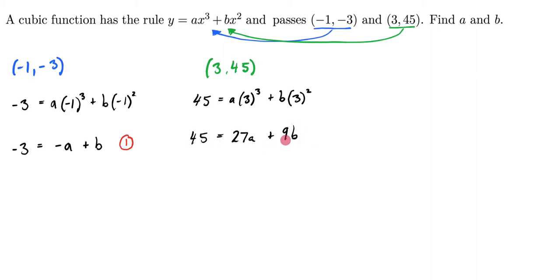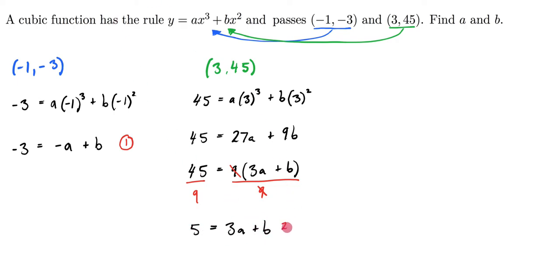I see that everything here has a common factor of 9. Just to really hammer that home, I can take a 9 out as a common factor on this side, which will leave me with 3a plus b. I then am dividing this side by 9, and I'm dividing this side by 9. That will die with that. 45 divided by 9 is going to end up being 5. So I'm going to get 5 is 3a plus b. That is going to be my second equation.